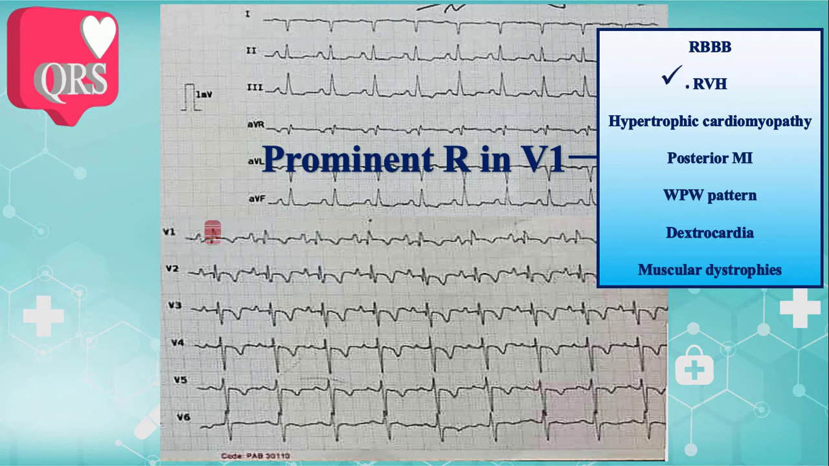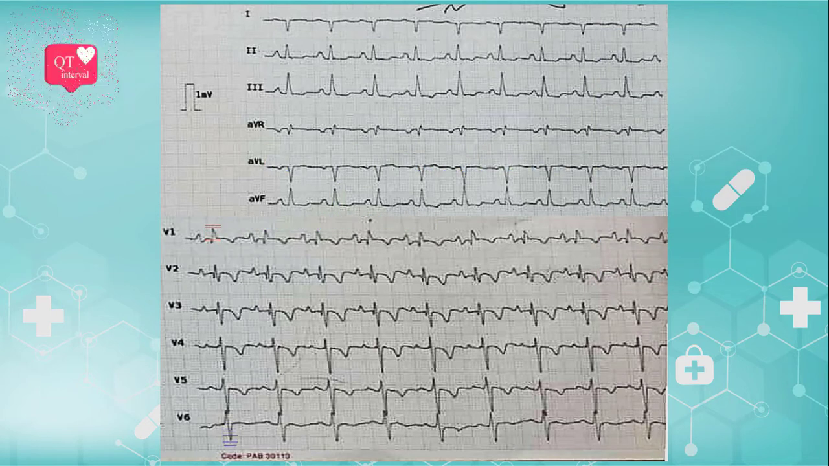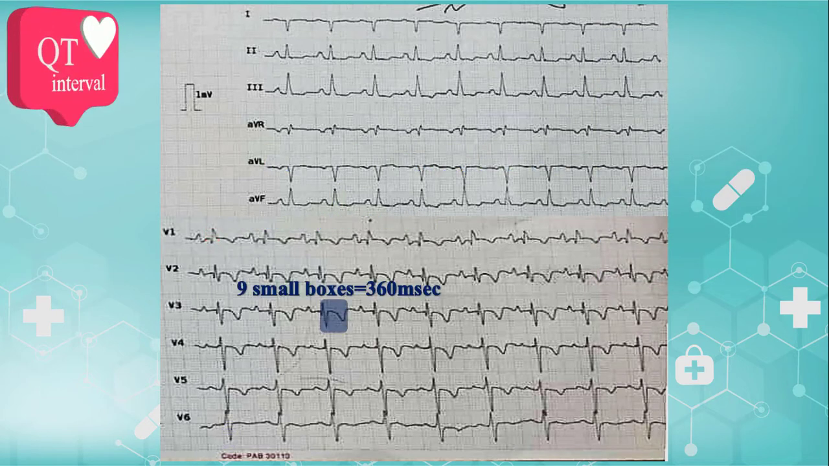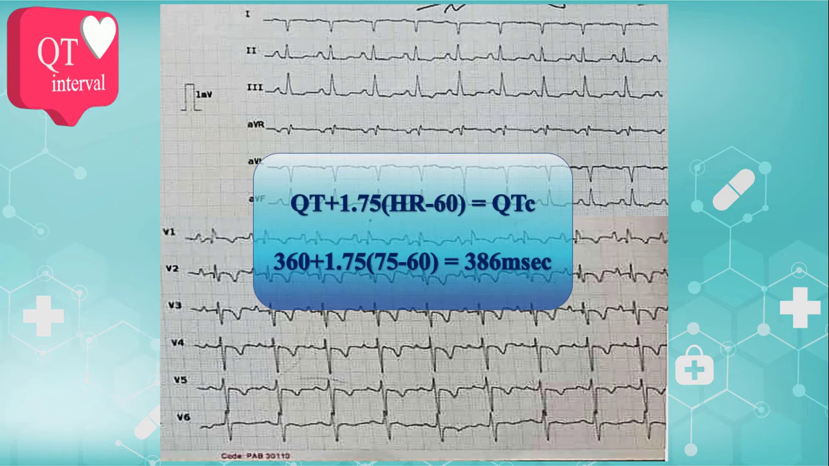You might think that tall R wave in V1 with concomitant deep S wave in V6 are due to RBBB. But note that QRS complexes are not wide at all, so RBBB is not present here. We will talk about diagnostic criteria for RVH at the end of the video. The QT interval is about 9 small boxes. According to Hodge's formula, corrected QT or QTC is about 386 millisecond, which is within normal ranges.